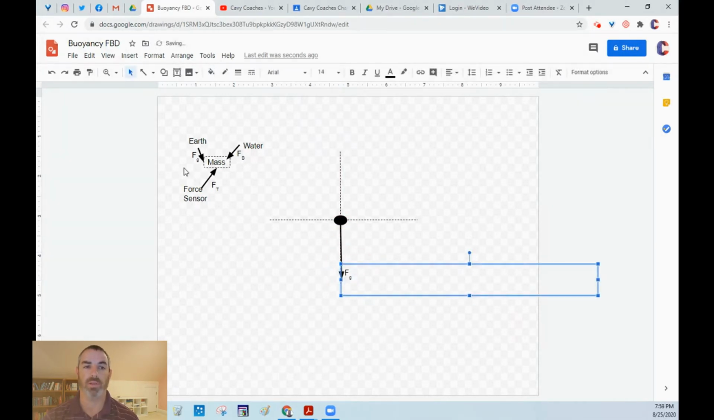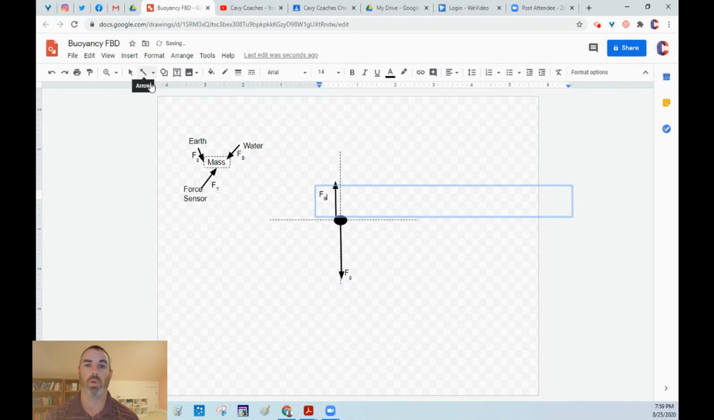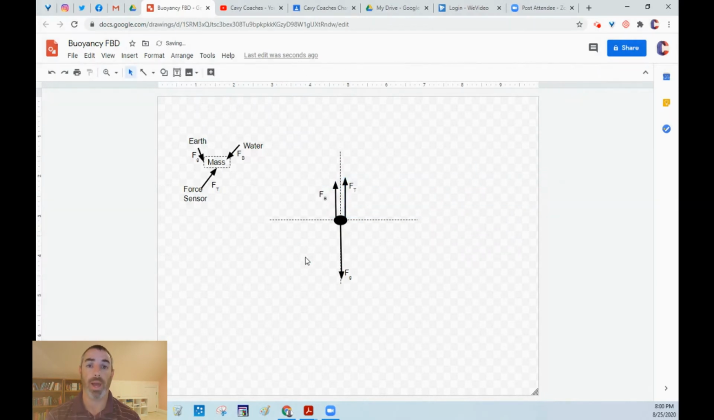So that takes care of the gravitational force. Now we're going to draw the buoyancy force. And lastly, we're going to draw the tension force from the force sensor. This is our free body diagram.